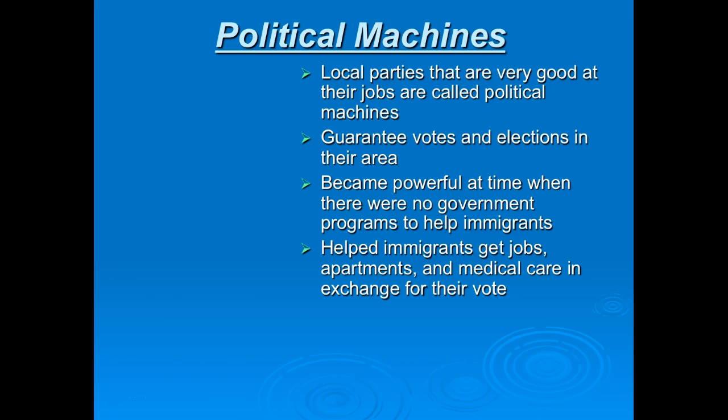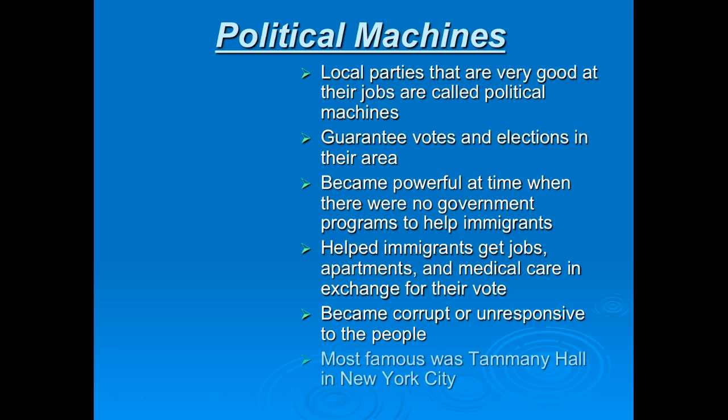So again, they helped them find jobs, get medical care, and other things in exchange for their vote. And the problem is they became very corrupt or very unresponsive to the people. They became sort of a form of organized crime. The most famous machine was Tammany Hall in New York City, and then Chicago had some pretty big political machines.